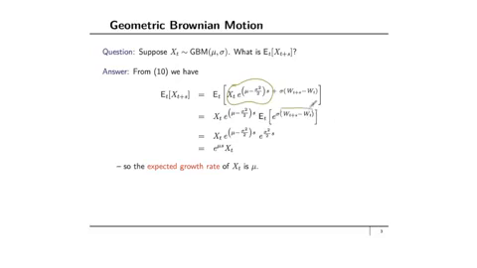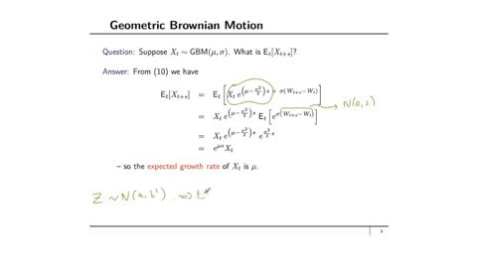This term here, as I've already said, is normal with mean 0 and variance s. So all you're trying to do when you compute this expectation is compute the moment generating function of a normal random variable. And we've seen that before. Suppose Z is normal with mean a and variance b squared.